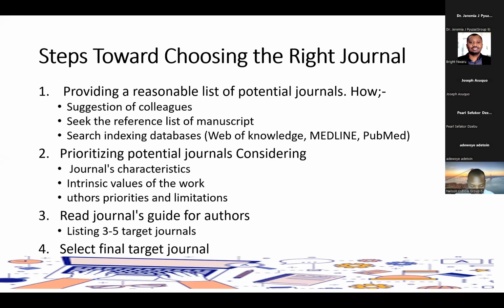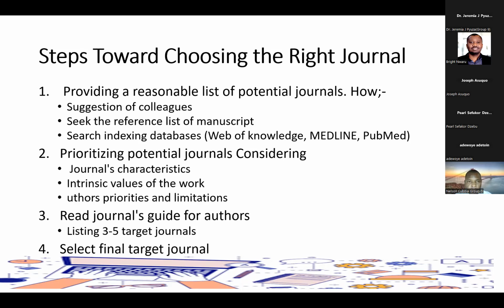So what are the steps toward choosing the right journal? The first thing is providing a reasonable list of potential journals. How? Suggestions by colleagues. If we have a professor who is good in epidemiology, he may suggest some journals which he sees that the topic fits well. Seek the references in your list of manuscripts. There are a lot of manuscripts from which you can learn, okay, based on what I've read in my literature review, this might be a potential journal where I can publish my work. Search in index databases, as I showed you earlier.